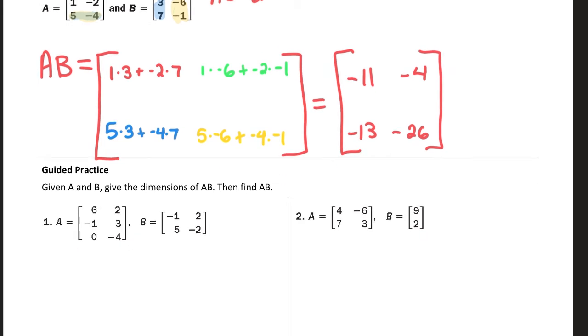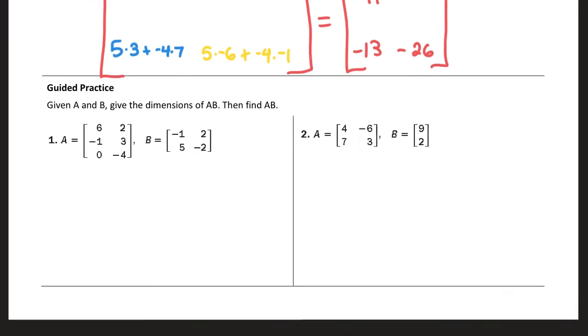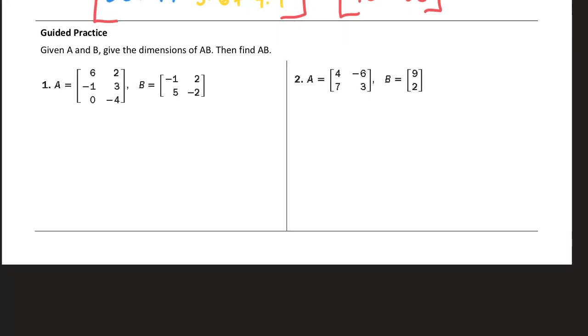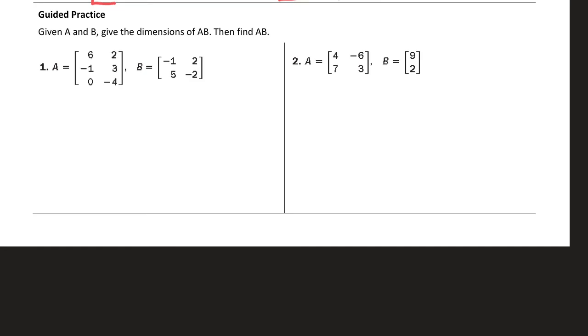All right. So with this guided practice, I want you to find the dimensions if it's possible. Okay. Actually, these two are possible. I'm going to give you that right off the bat. We're going to give the dimensions of our new matrix and then find the product of A times B. So I want you to pause the video and try this, and then I'll have us move on to the backside of these notes. But pause the video, try these, and then check your answers with me.